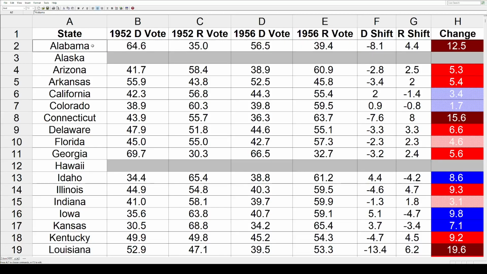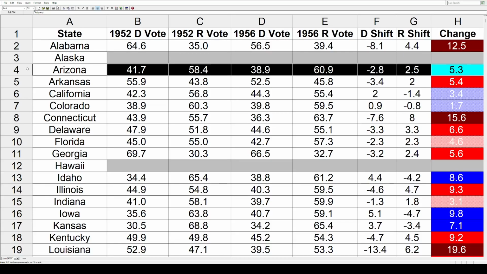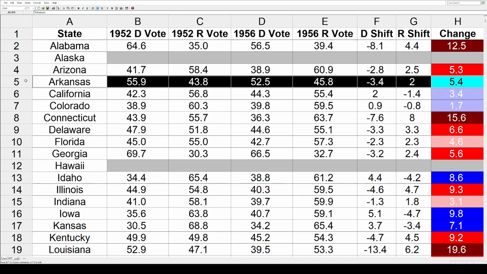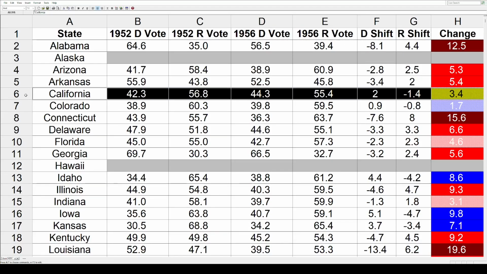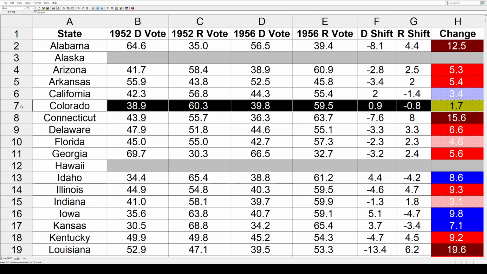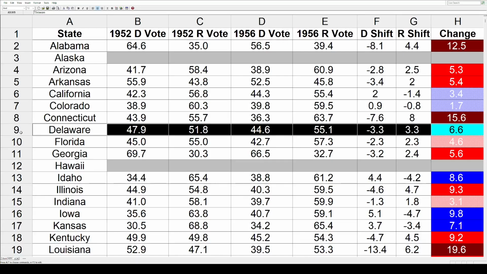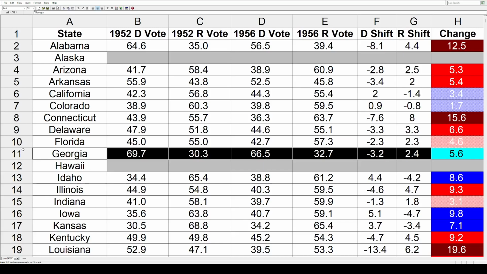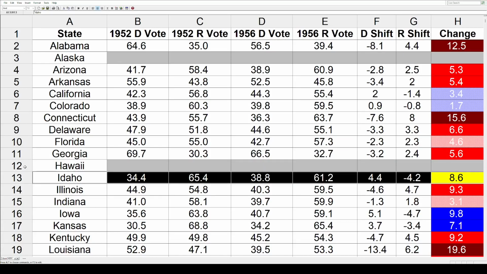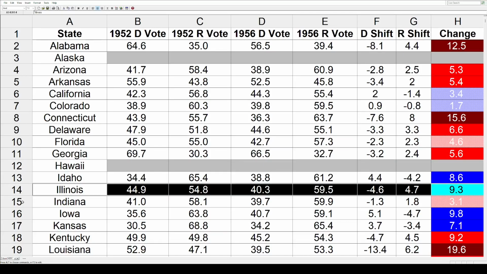Alaska, Hawaii, and DC were not states and did not vote back then, so there's no shift there. The next state is Arizona, 5.3 toward the Republicans. Arkansas, similar shift, 5.4 toward the Republicans. California went toward the Democrats by 3.4, as did Colorado by 1.7. Connecticut, big double-digit shift toward the GOP by 15.6. Same direction in Delaware by 6.6, Florida by 4.6, and Georgia by 5.6. Idaho shifted toward the left by 8.6. Illinois, Stevenson's home state, he didn't carry it either time, and that shifted 9.3 toward Eisenhower and the Republicans.